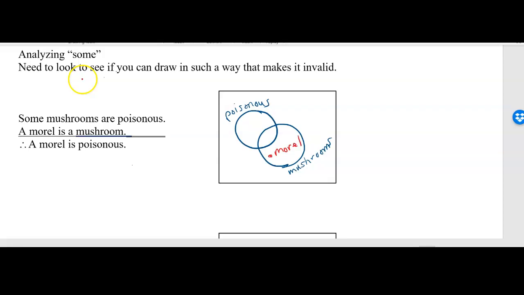What does the conclusion say? That it is poisonous. Well, I could put it in here, sure, because it's still considered a mushroom, but I don't have to. That is the key. I don't have to put it in there. I just have to make sure it's in the mushroom circle. That would make this an invalid argument because I can't necessarily just put it in one spot.